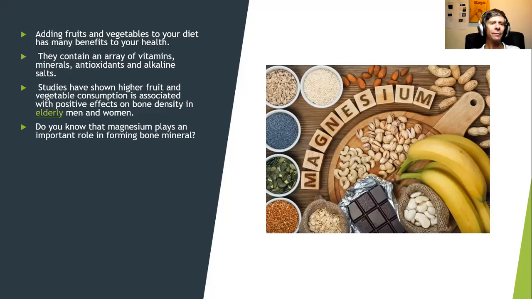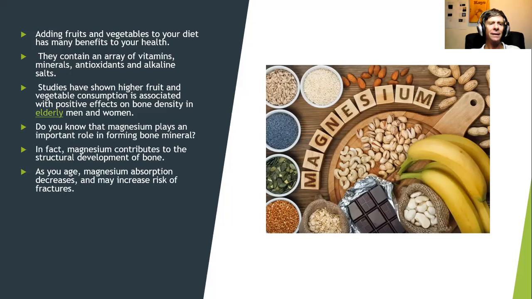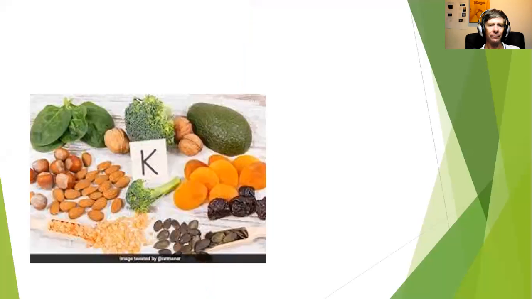Do you know that magnesium plays an important role in forming bone mineral? In fact, magnesium contributes to the structural development of bone. As you age, magnesium absorption decreases and may increase the risk of fractures. Foods that are high in magnesium, I'm going to wrap up shortly, include things like green vegetables, legumes, fish, nuts and seeds.